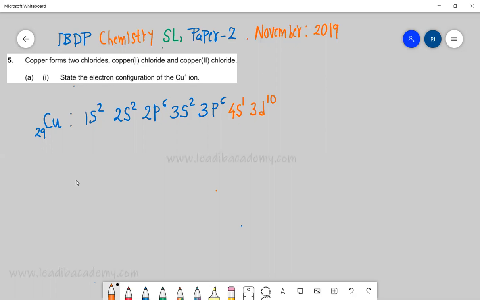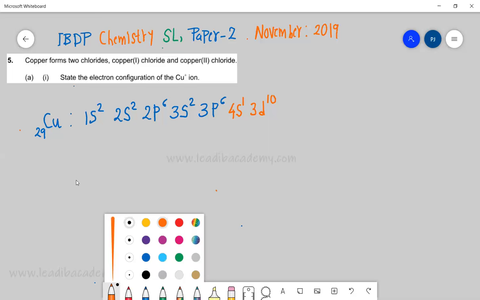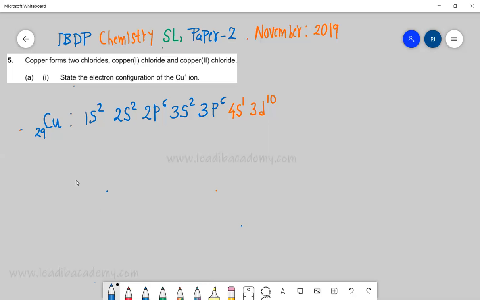First, let's look into the copper element, which is neutral, not the copper ion. This is its proton number, Z is equal to 29. We can very well refer to the periodic table of the data booklet and you will find its atomic number is 29. Now what is interesting about copper? Copper is like a favorite element for us to ask in the exams.